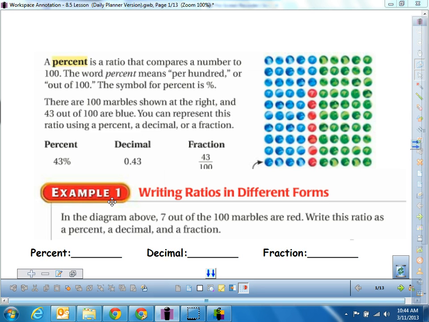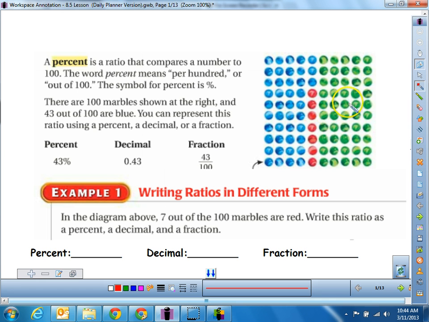So looking at our first slide here, a percent is a ratio that compares a number to 100. And we talked about how the word percent literally means per 100 or out of 100. And we need to make sure that we recognize this symbol right here as a percent symbol. So if we look over here, we've got 100 marbles shown, and 43 of them are blue. So we can represent this using a percent, saying 43% because it's out of 100. We can represent it as a decimal because 43 out of 100 is 0.43 or 43 hundredths, or as a fraction, 43 over 100. And we need to see this relationship between these three forms, a percent, a decimal, and a fraction.